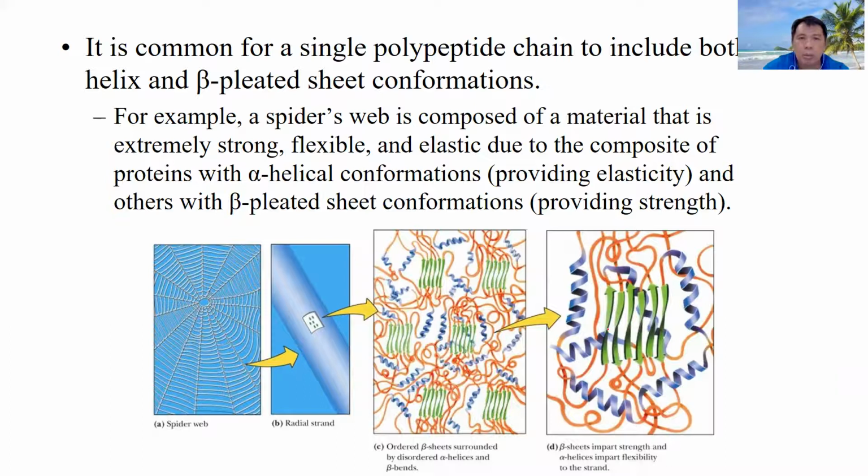Since the spider silks contain the beta pleated sheet and the alpha helix, therefore they have these two characteristics. That means the alpha helix will provide the elasticity for the spider silk, and the beta pleated sheet will provide the strength to the spider silk. So that means the spider silk is strong and elastic. That's why you can see Spider-Man can swing here and there, because of the elasticity and the strength of the spider silk.